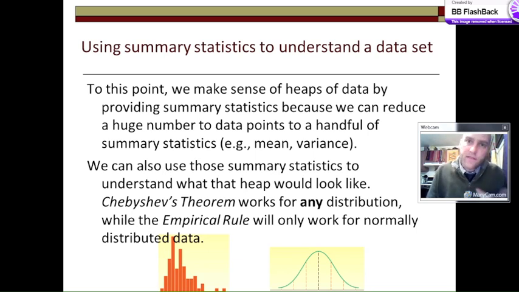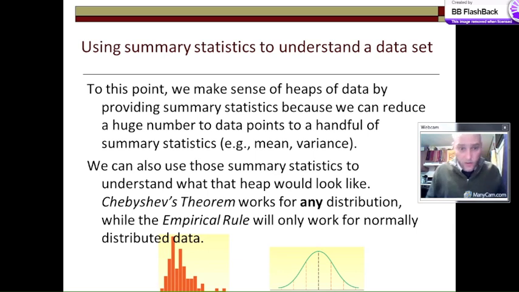Those two things have very specific uses. I might argue that the empirical rule is more powerful than Chebyshev's theorem, but you'll be able to decide that for yourself. Chebyshev's theorem works for any distribution. The empirical rule only works for normal distributions.